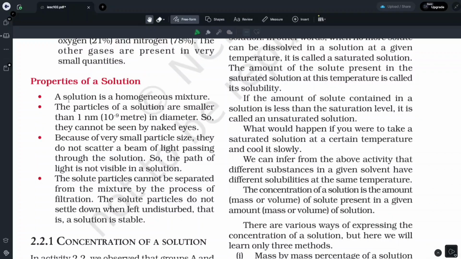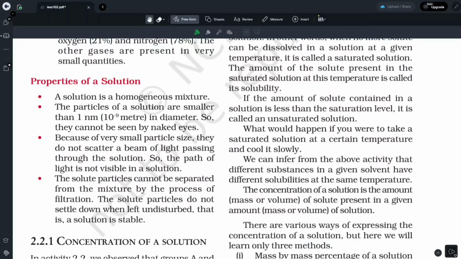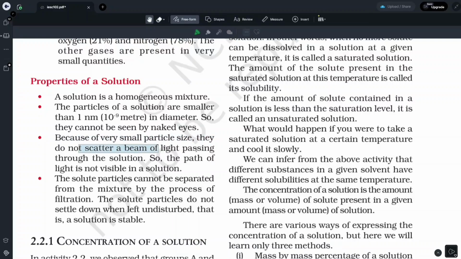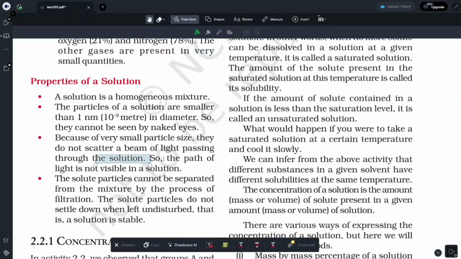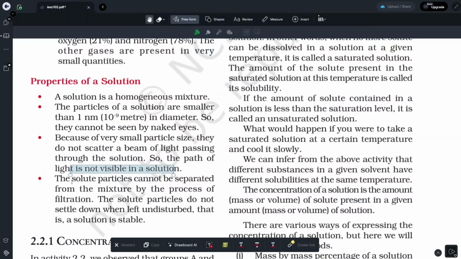Let's see the properties of a solution. A solution is a homogeneous mixture. The particles of the solution are smaller than 1 nanometer, that is 10 to the power minus 9 meter in diameter. So they cannot be seen by naked eyes. Because of very small particle size, they do not scatter a beam of light passing through the solution. So the path of light is not visible in a solution.